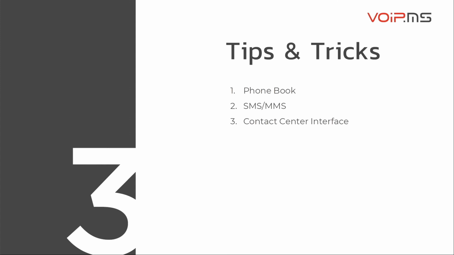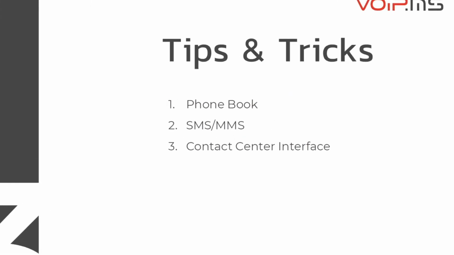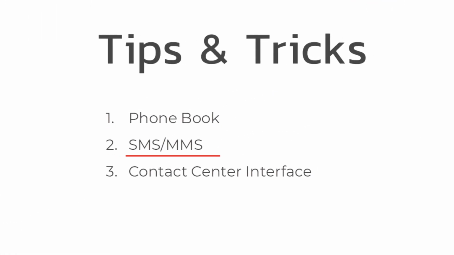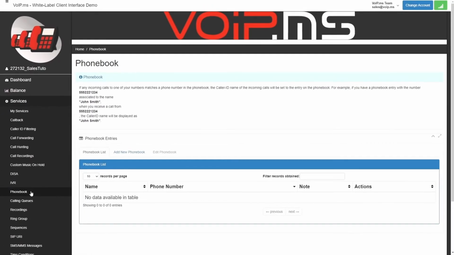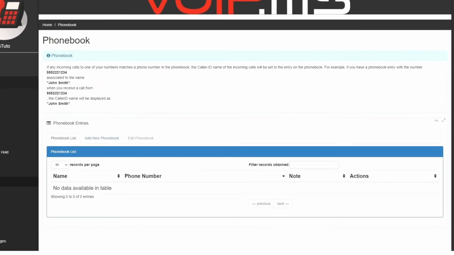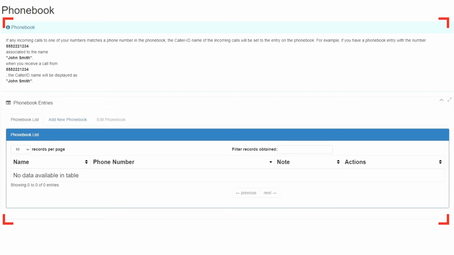The last section of this tutorial is the tips and tricks. We will see the phone book, SMS MMS, and contact center interface. The first tip is the phone book. This feature can be used to display a specific caller ID name for a number that belongs to employees. If any incoming call to one of your numbers matches a phone number in the phone book, the caller ID name of the incoming call will show the entry in the phone book.